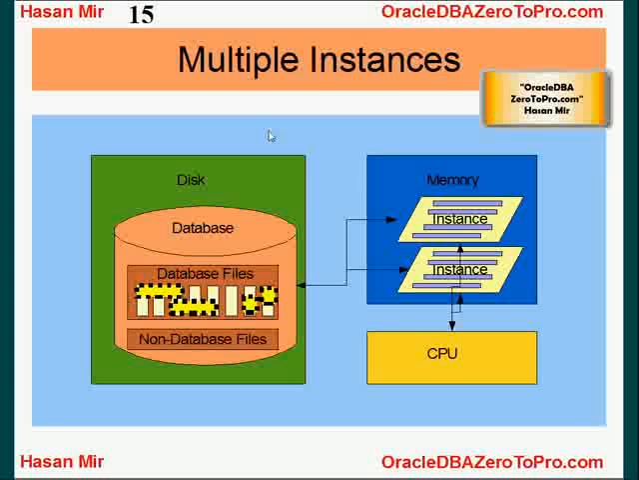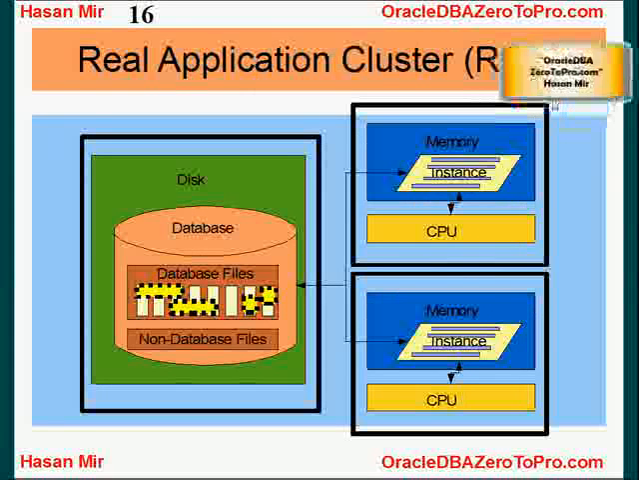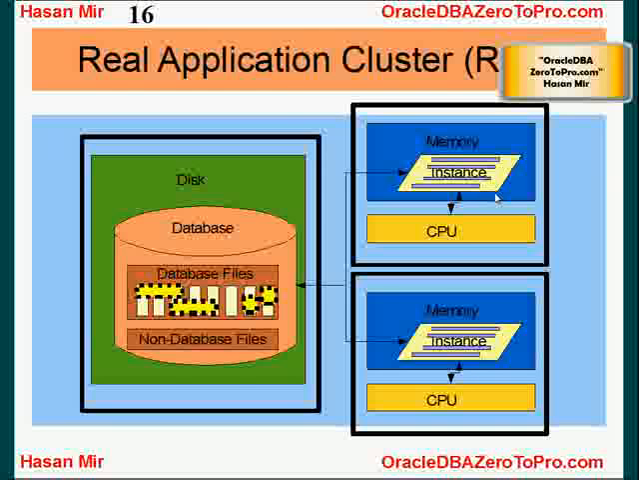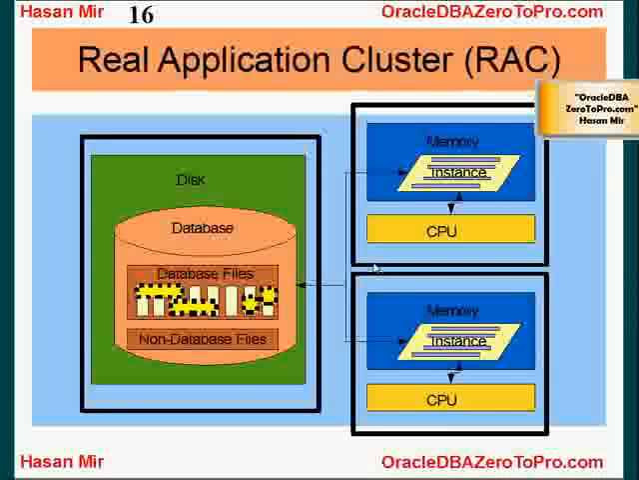But real power comes in when you put two instances, or more than one instance, on different machines. So this instance is on a different machine, and both of these instances are using a database maybe residing on a third machine. This environment is called a real application cluster, or RAC environment.